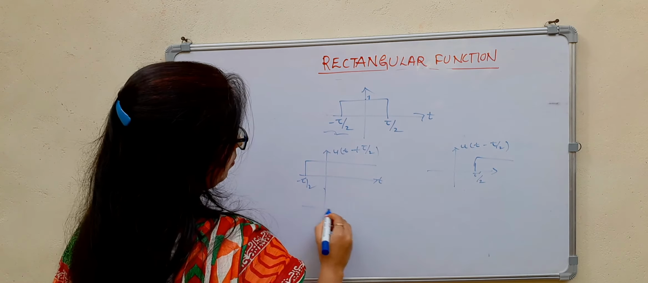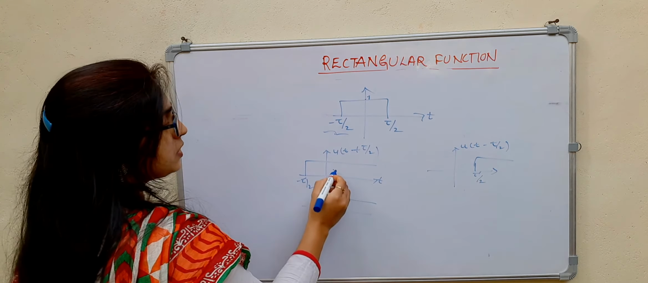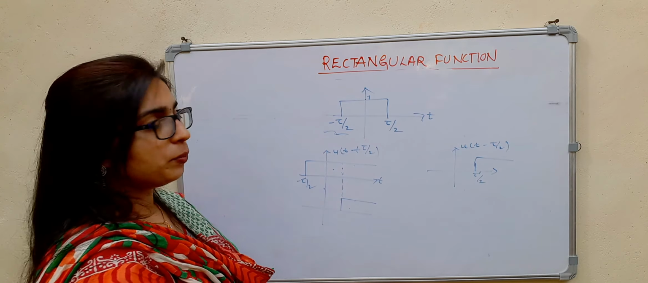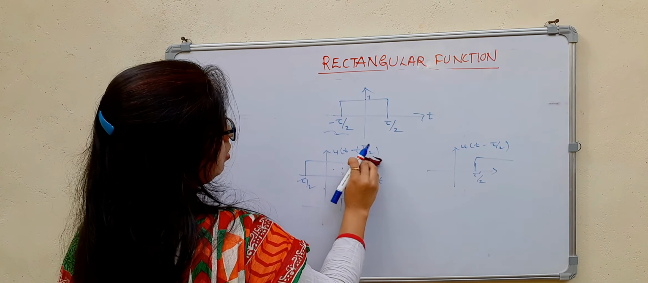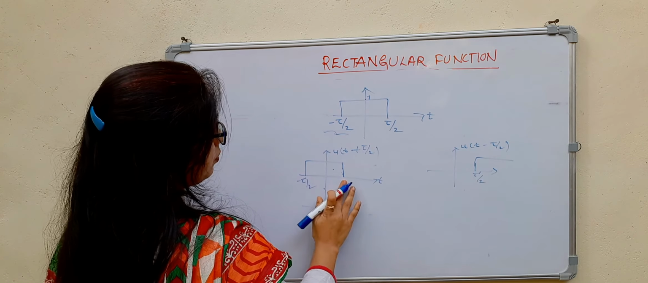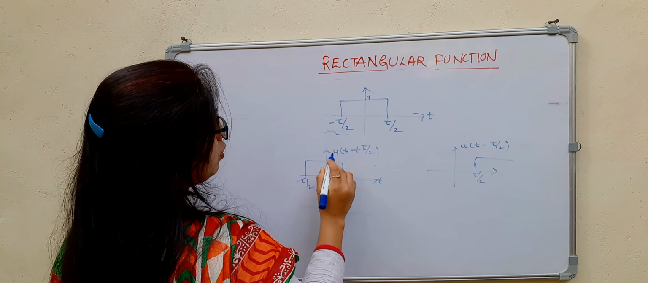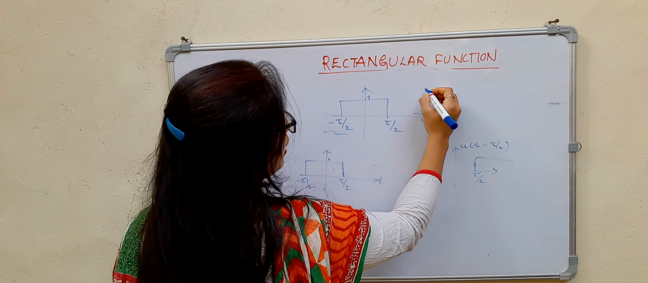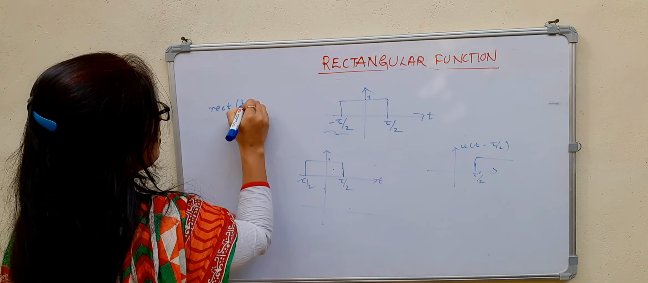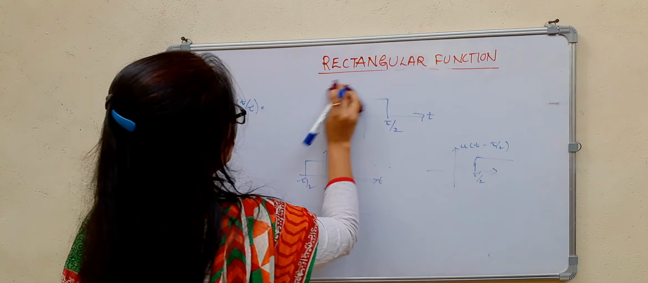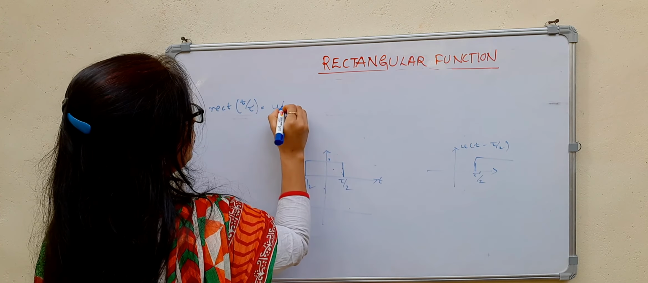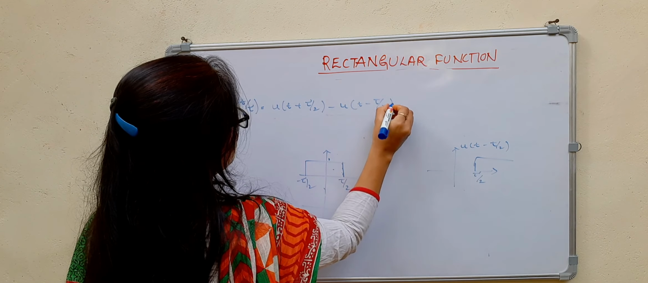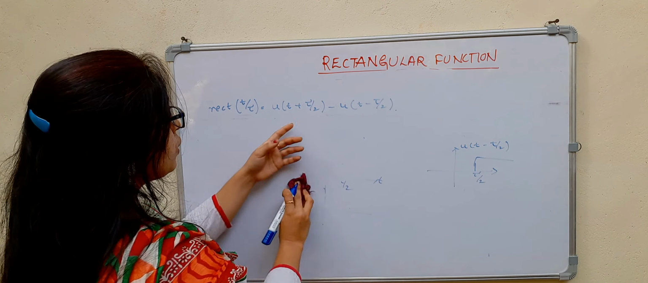From these two, you should obtain the rectangular function. How? What if you subtract this from this? At this point, 1 minus 1 becomes 0, right? So what is left with you? A height of 1. So compare this to this. It is same. So you can write this rectangular t by tau as u of t plus tau by 2 minus u of t minus tau by 2. So this is in terms of unit step.